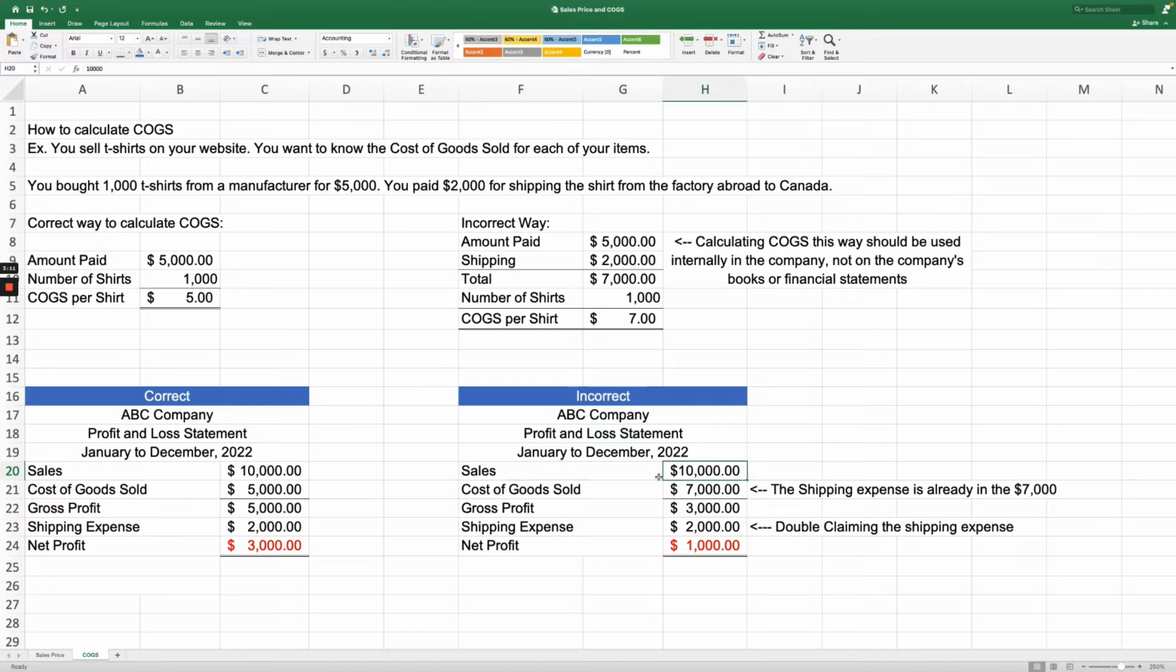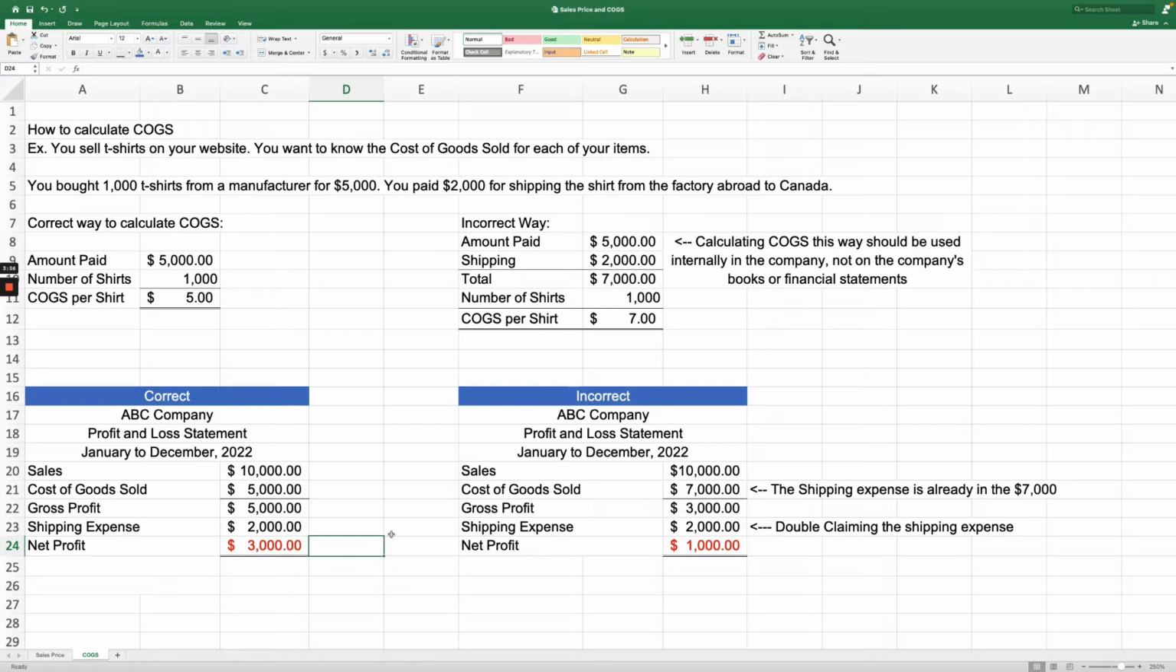In the incorrect way, same sales of $10,000, but the cost of goods sold is $7,000, again because you already built the shipping expense into the $7,000. So your gross profit is $3,000. And then you have the shipping expense again, which means you're effectively double claiming the shipping expense, lowering your net profit to $1,000. You can see that the net profit of the incorrect way is way lower than the correct way. So at best, this is just a mistake, but at worst, this is actually fraud or tax evasion.